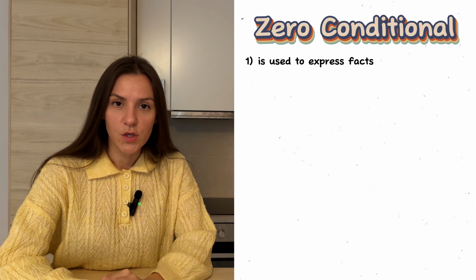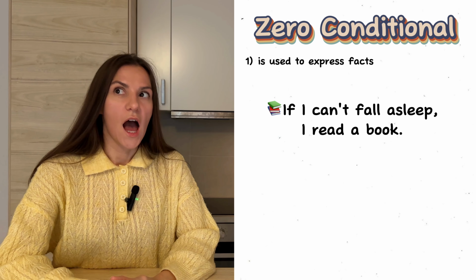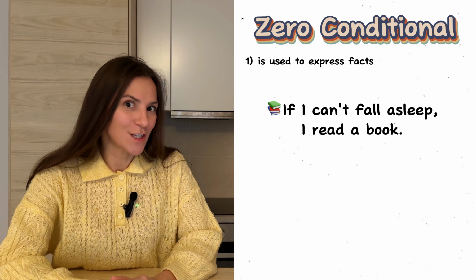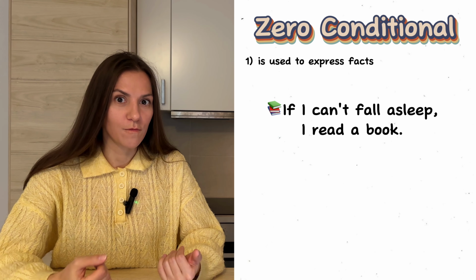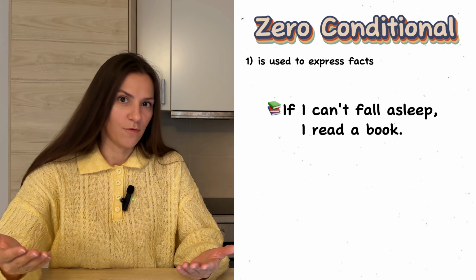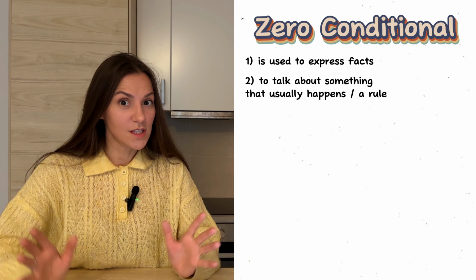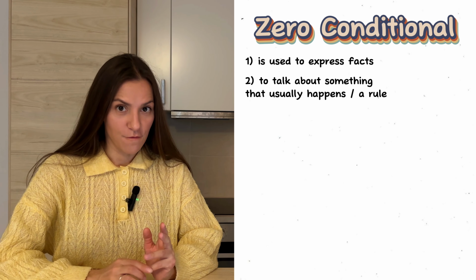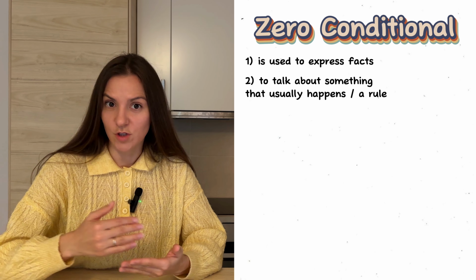There is one more way to use the zero conditional. If I can't fall asleep, I read a book. It's not a universal fact, but it's a rule for me. It's a general truth for me that I tend to read a book if I can't fall asleep for any reason. And that is its second function. So we use the zero conditional to talk about facts and something that usually happens, some general truth.